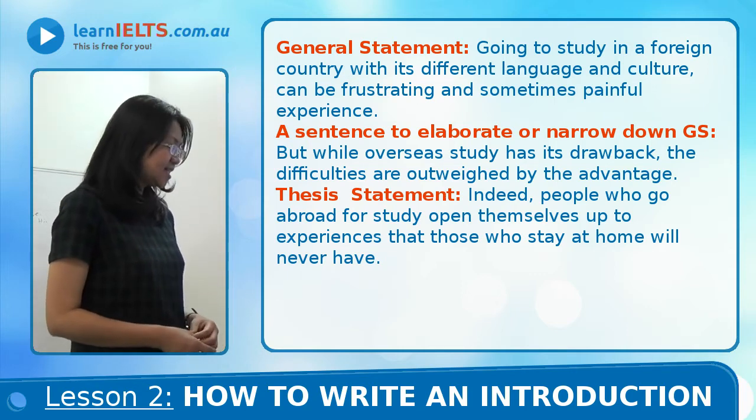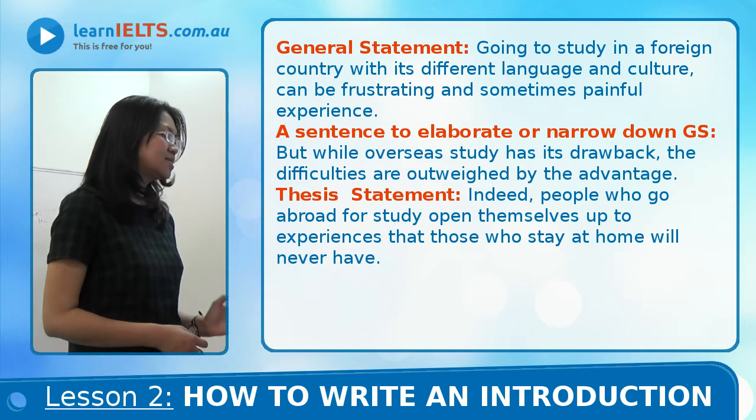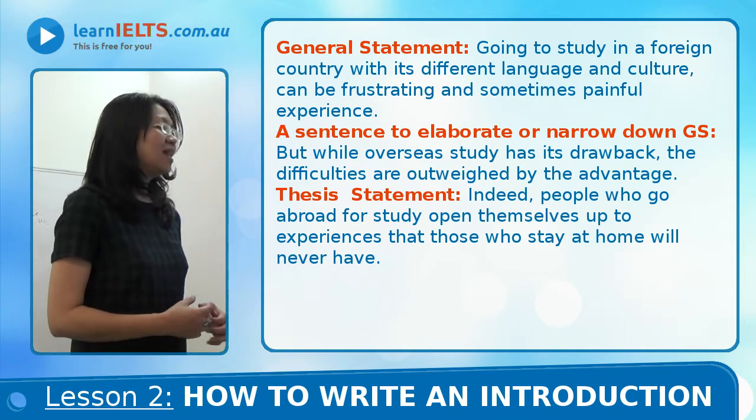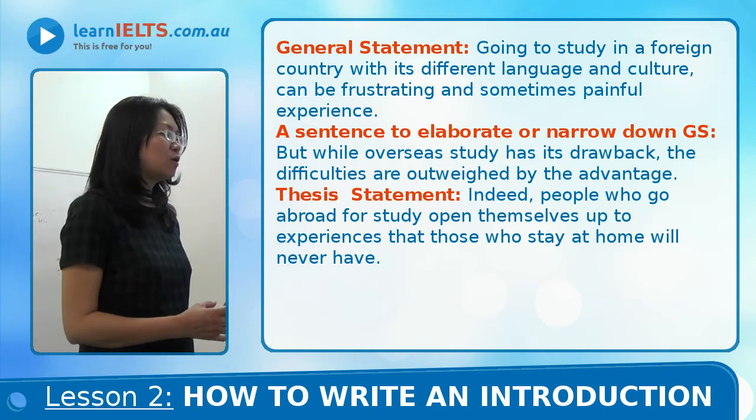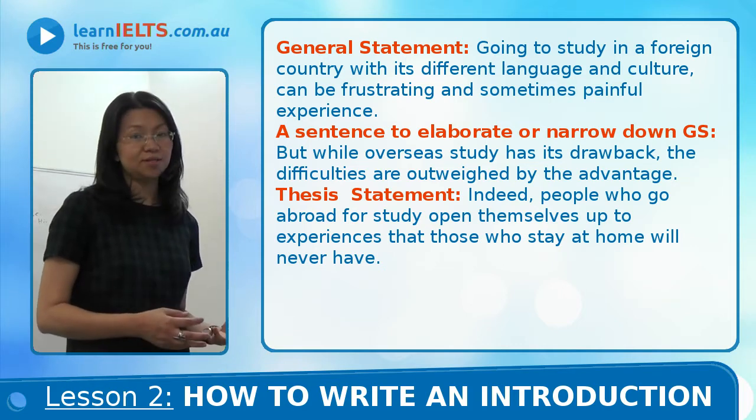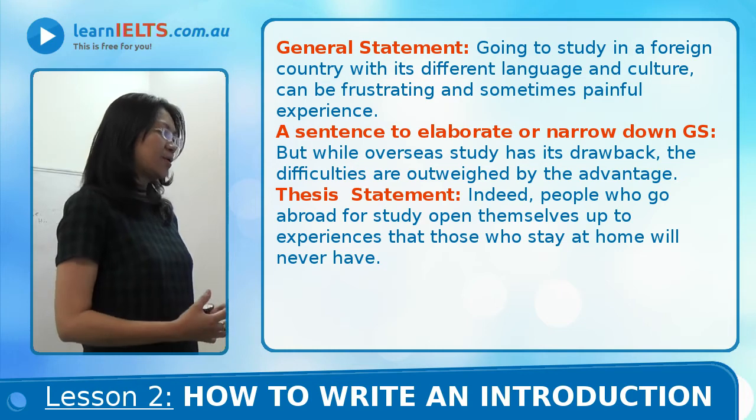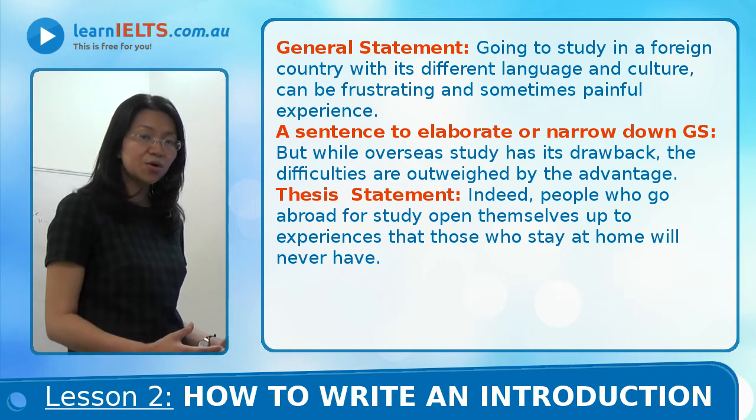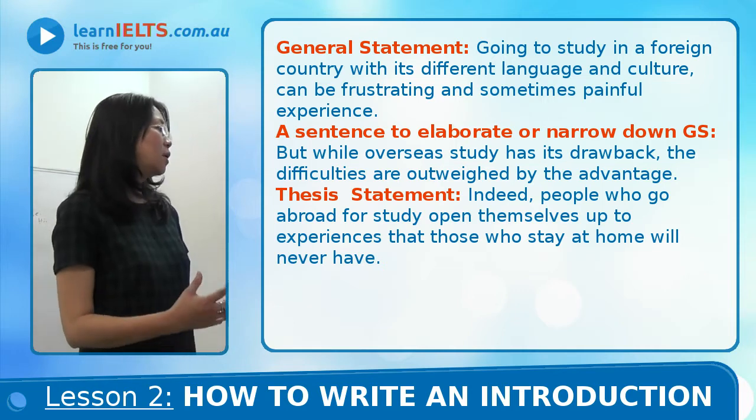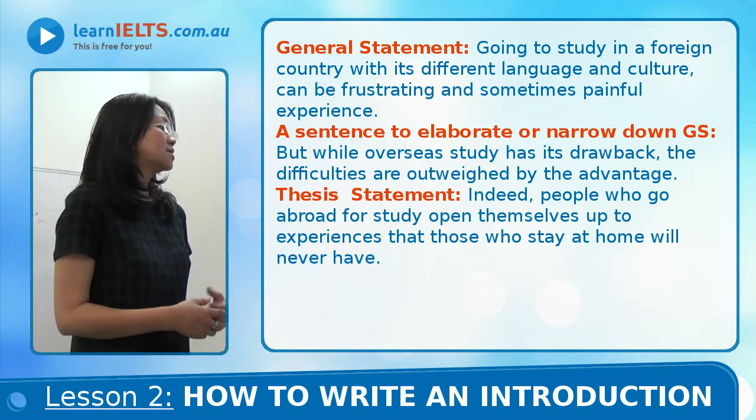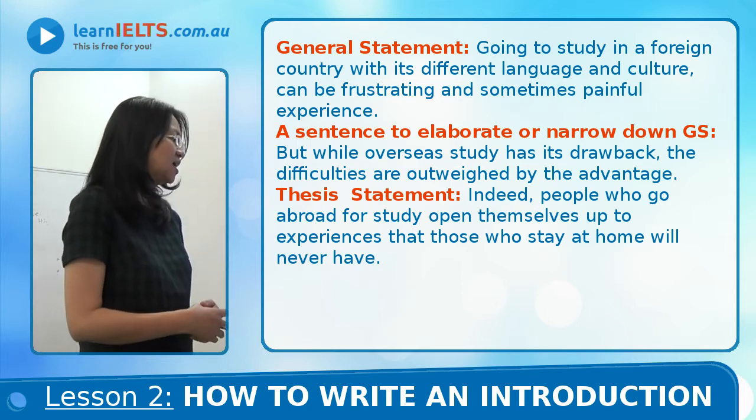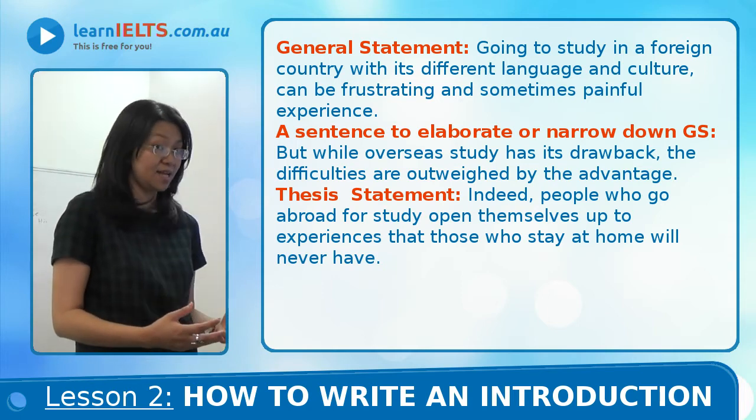And then the second sentence is one sentence where you can use a complex sentence structure to elaborate or to narrow down the scope of the general statement. What does it mean to elaborate or narrow down? For example, in the general statement, you just give a very general opinion. You just say going to study sometimes can be painful, it can be frustrating, but it's general. It doesn't apply to any specific circumstance.